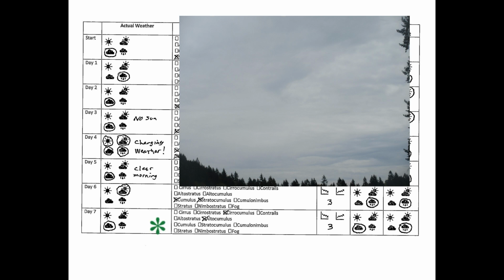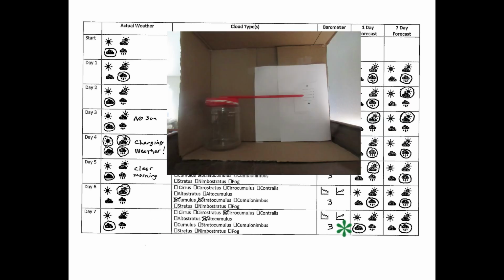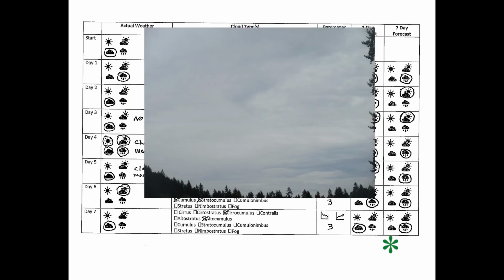With cumulus and altocumulus clouds, the barometer holding steady at 3. The 1-day forecast by the professionals was pretty good. The 7-day forecast, however, was wrong. The professionals predicted rain, and it was simply cloudy.